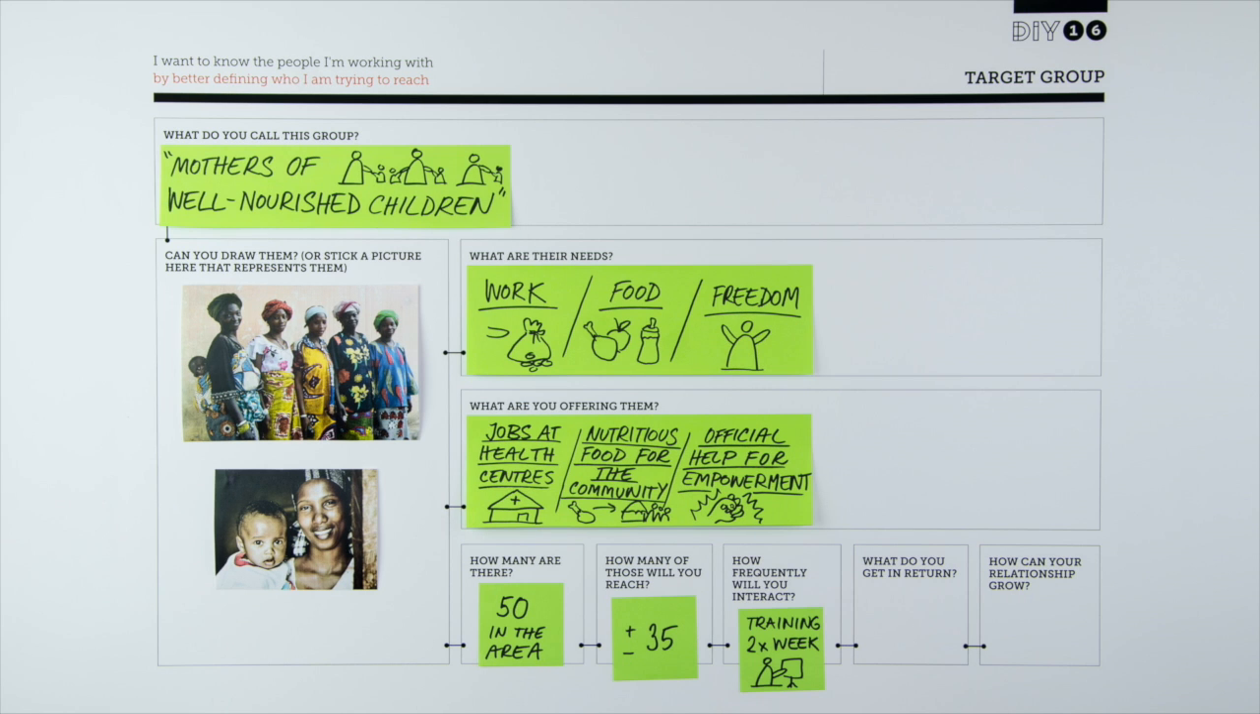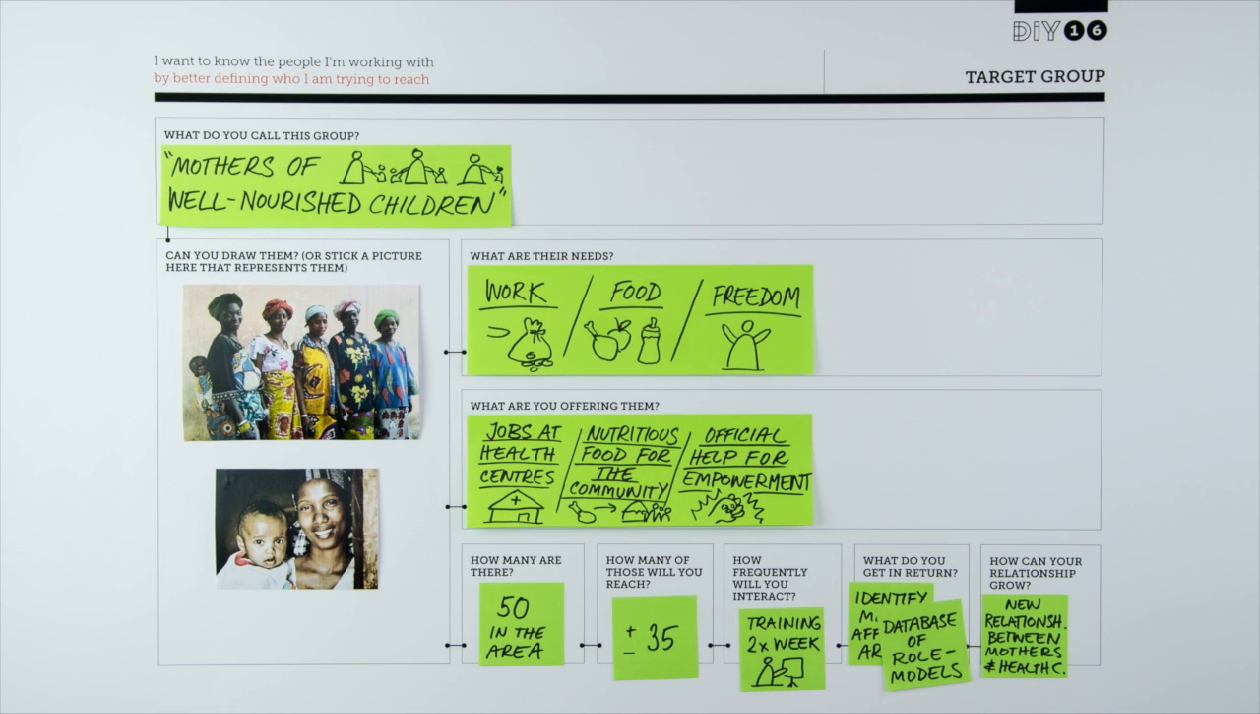Teresa thinks about how often they would need to meet to get the project running and to sustain it. What would the immediate outcomes be for Teresa? She imagines a scenario of growing the community of empowered mothers and creating a fully functioning service of role models.